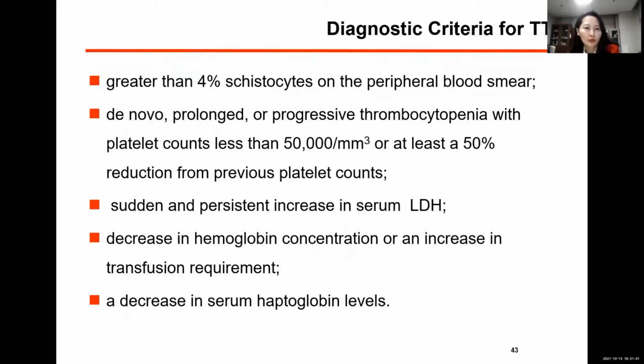Diagnosis criteria for TTP. Greater than 4% schistocytes on the peripheral blood smear. De novo, prolonged and progressive thrombocytopenia with platelet count decreased. Sudden and persistent increase in serial LDH, decrease in hemoglobin concentration, or an increase in transfusion requirement, a decrease in serial hemoglobin level.